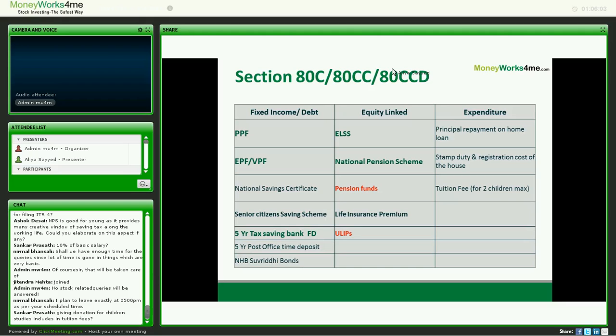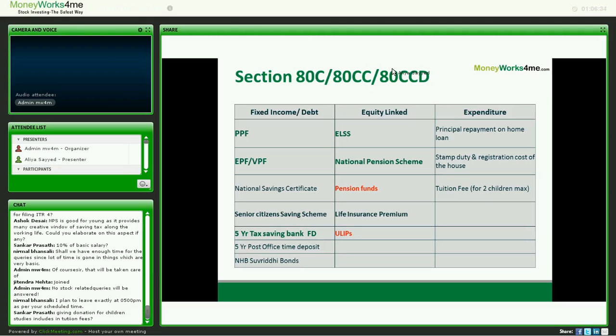Over and above this, there are other deductions available that we will be going through, but those are pretty much, like I said, incidental, or applicable only if you fall in those categories. 80C and 80CCC, CCD are something that is applicable to all of us, and we should try to take the maximum benefit out of this. So make sure you invest the entire 1 lakh towards these sections and claim the maximum tax you can.